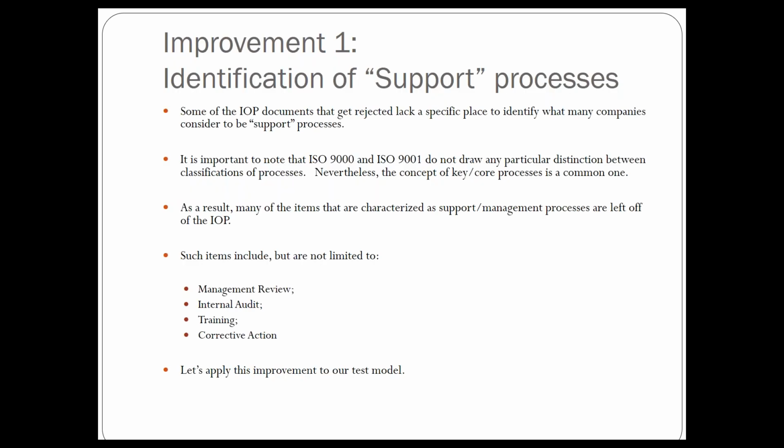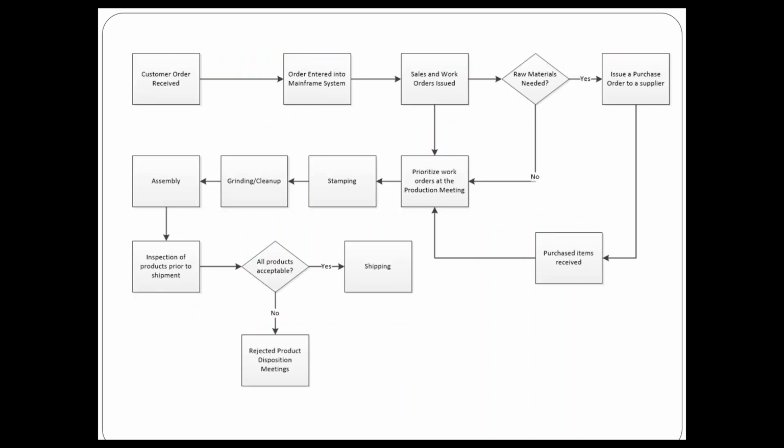So the first thing we're going to do to improve this IOP is identify the support processes. Now I'm going to jump back here temporarily. This IOP starts at customer order received and it ends at shipping. And we don't really see any support activities on here. We don't see training. We don't see any of the other support areas that are present in a quality management system.